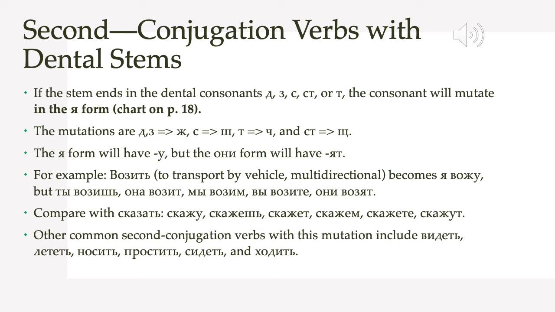Other common second conjugation verbs that have this mutation include видеть, to see, лететь, to fly, unidirectional, носить, to carry on foot, multidirectional, простить, to forgive, сидеть, to sit, and ходить, to travel by foot, multidirectional.